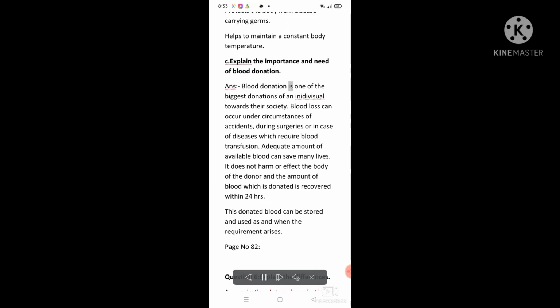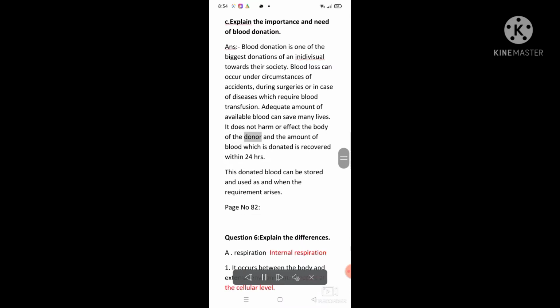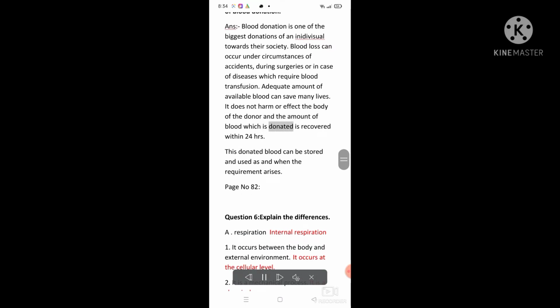Blood donation is one of the biggest contributions of an individual towards their society. Blood loss can occur under circumstances of accidents, during surgeries, or in case of diseases which require blood transfusion. Adequate amount of available blood can save many lives. It does not harm or affect the body of the donor, and the amount of blood which is donated is recovered within 24 hours. This donated blood can be stored and used as and when the requirement arises.